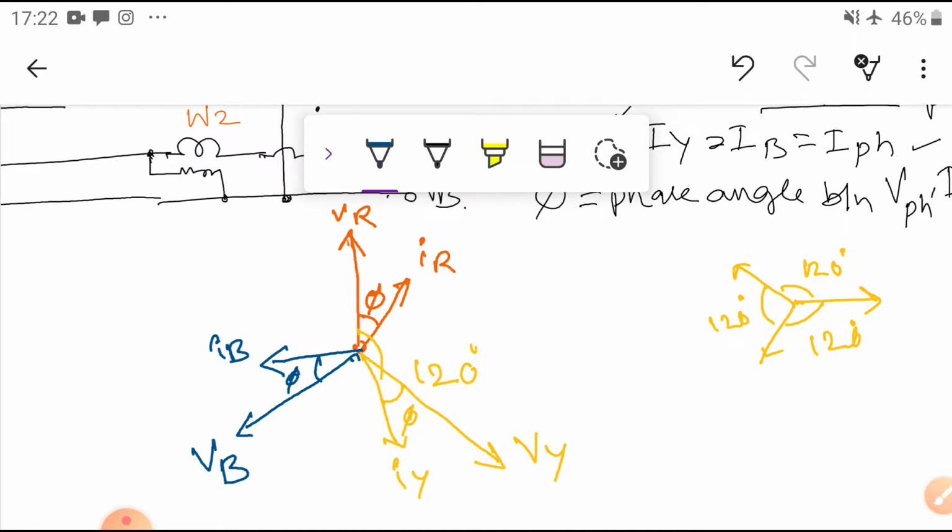Now we can observe the values. VR, VY and VB are 120 degrees apart, and IR, IY, IB also lag corresponding to their voltages. These are all RMS values. Now I want to write the phase angle between the wattmeter current and the wattmeter voltage.